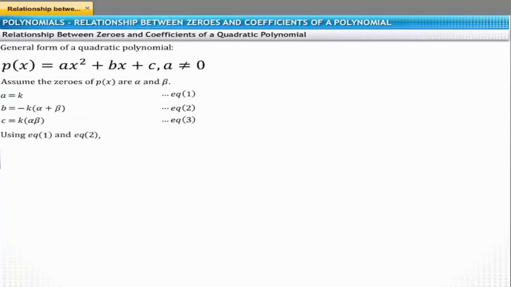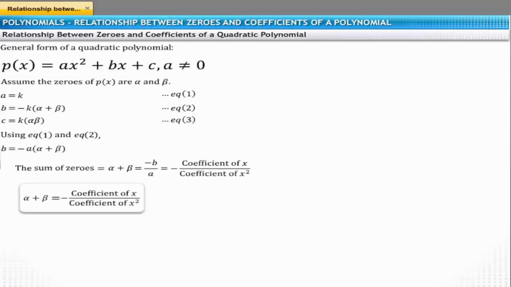Now, let us use the equation 1 and equation 2 to get this relation. This equation indicates that the sum of the zeros is equal to minus b divided by a. Here b is the coefficient of x and a is the coefficient of x square. Therefore, this equation establishes the relationship between the sum of zeros and coefficients of the quadratic polynomial.